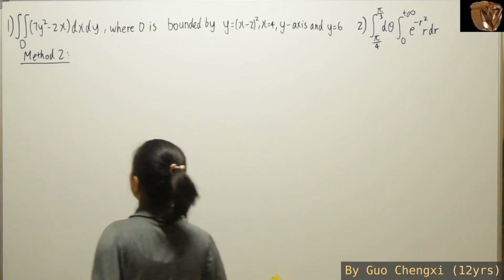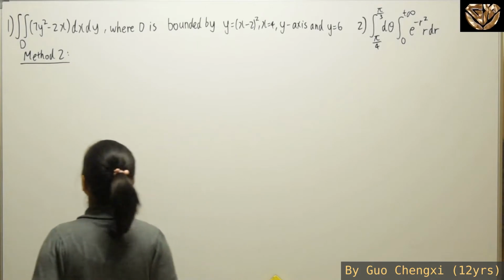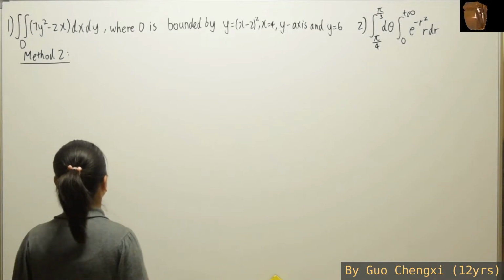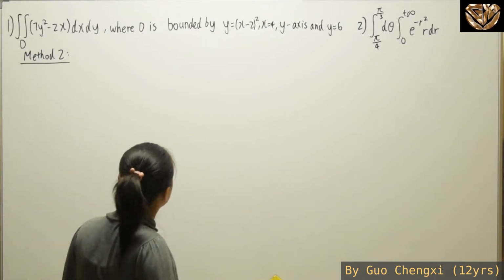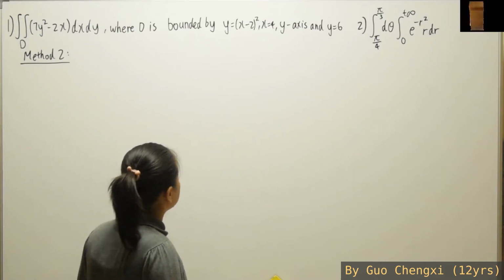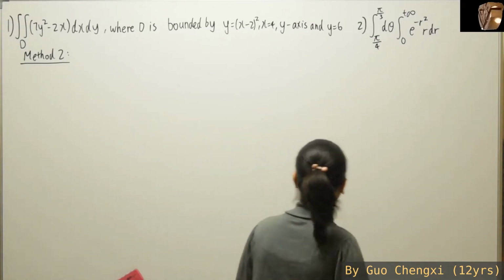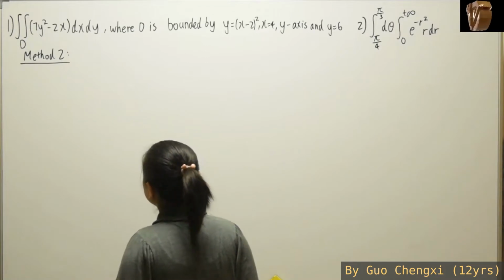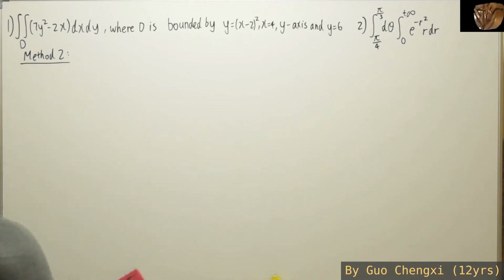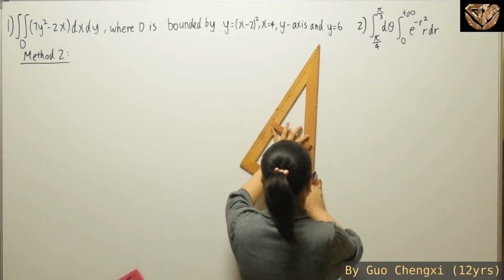The first example is the double integral of 7y squared minus 2x dx dy, where D is bounded by y equals (x minus 2) squared, x equals 4, and over here we also have the y-axis and y equals 6. For the previous lesson, we integrated with respect to y first, but before that, we are going to draw the graph over here.